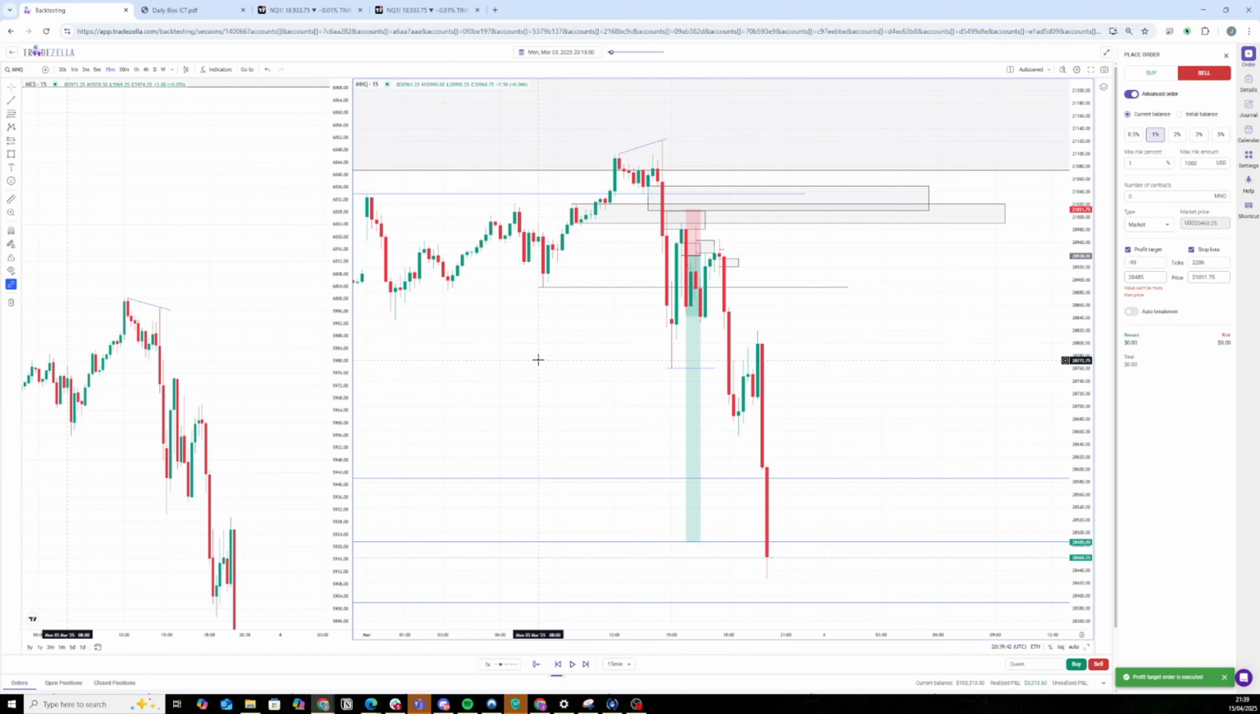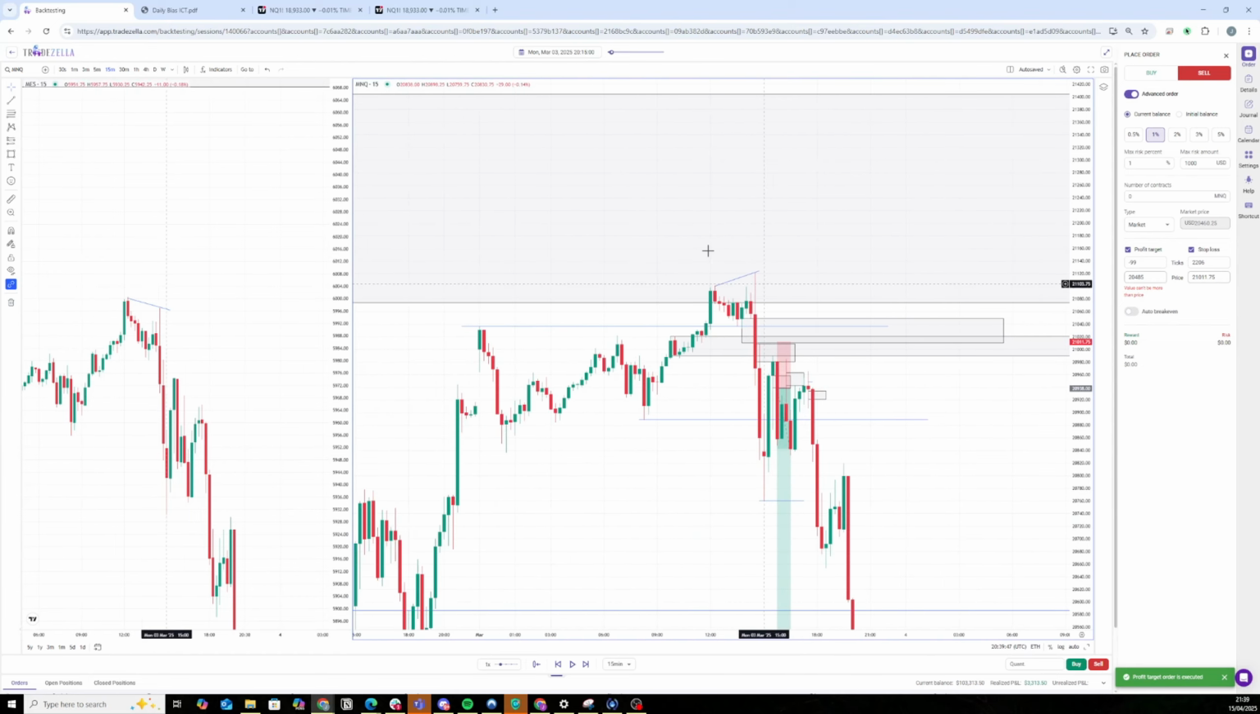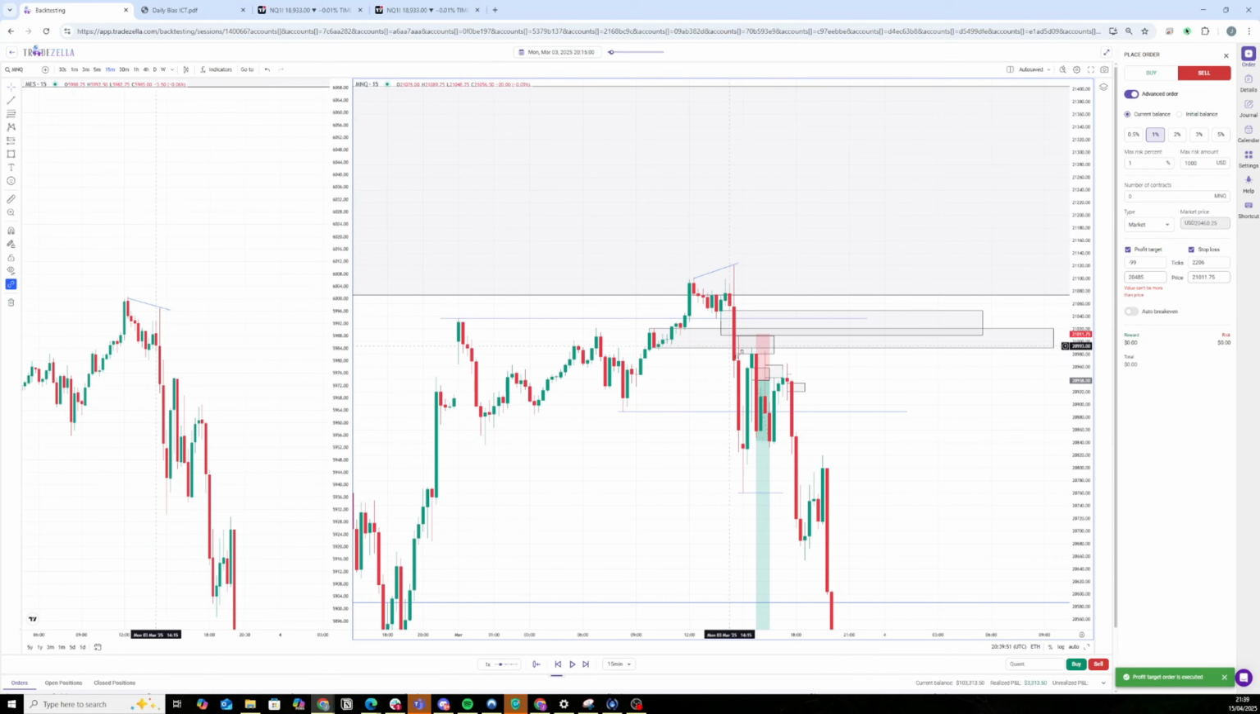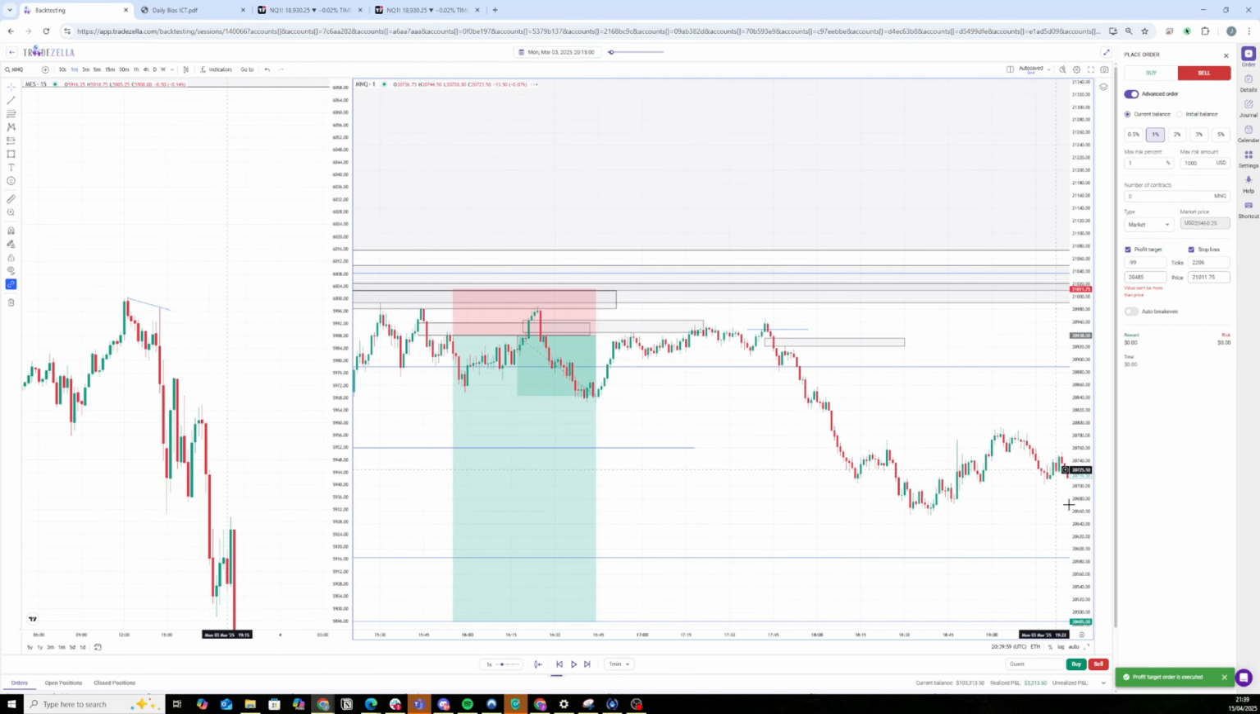Could you repeat why you decided that market would not come to the higher fair value gaps anymore? Because of this SMT, right? You don't necessarily know. You never know 100% what the market is going to do. But this SMT, this strong displacement, basically confirmed to me that we were going to go down. Okay, that's the bearish pressure in.